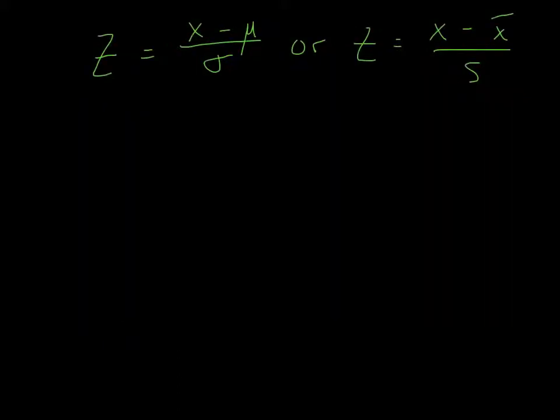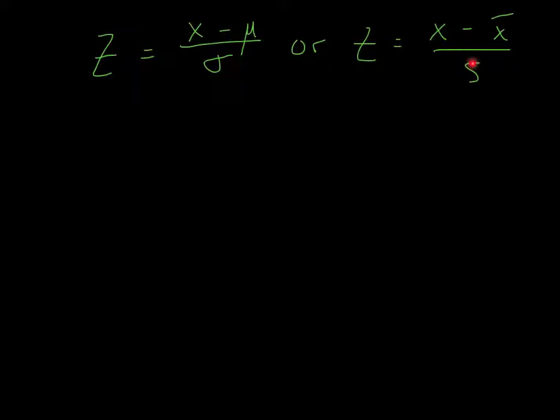Depending on whether or not we have sample statistics or population parameters, the z-score, right, the number of standard deviations, that's what z stands for, is equal to the value that you're interested in measuring, some x value, minus the mean divided by the standard deviation, or minus the sample mean divided by the sample standard deviation.